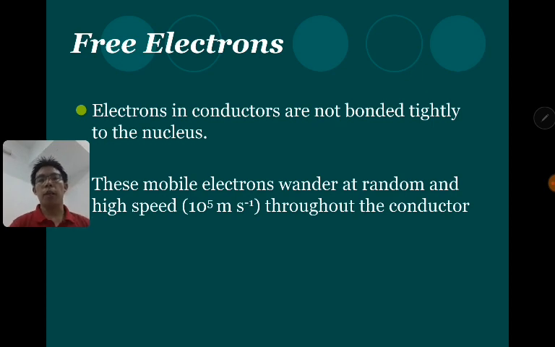So these mobile electrons actually move at a very high speed in a straight line. They collide with other electrons on their way. They move randomly throughout the conductors. So imagine a football field where there are a lot of children, running around and playing around in it.